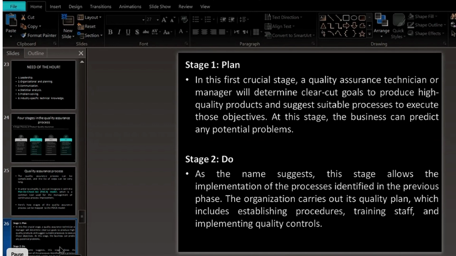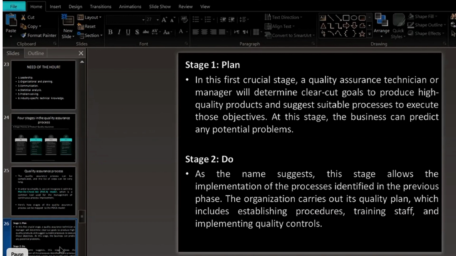So coming down to this PDCA model, you have to make sure that you know what are the steps. So, number 1, plan. In this first crucial stage, a quality assurance technician or manager will determine clear-cut goals to produce high-quality products and suggest suitable processes to execute those objectives. At this stage, the business can predict any potential problem. ये बहुत important चीज है, because during planning you identify the pros and cons, and while doing so, you may predict any potential problem.